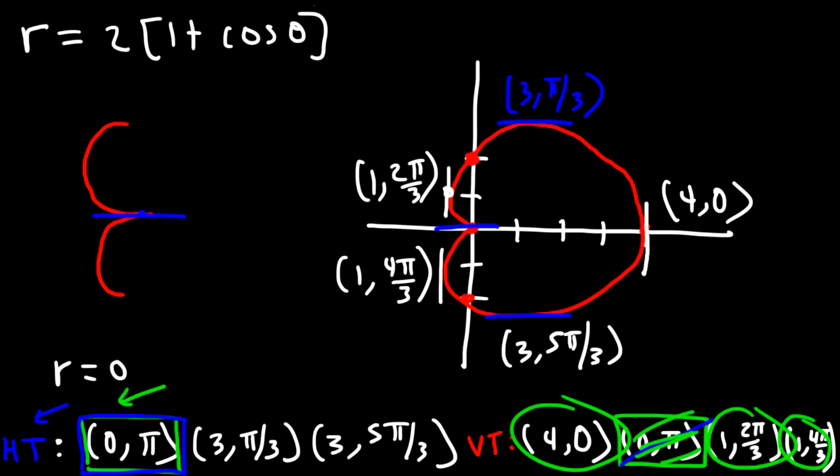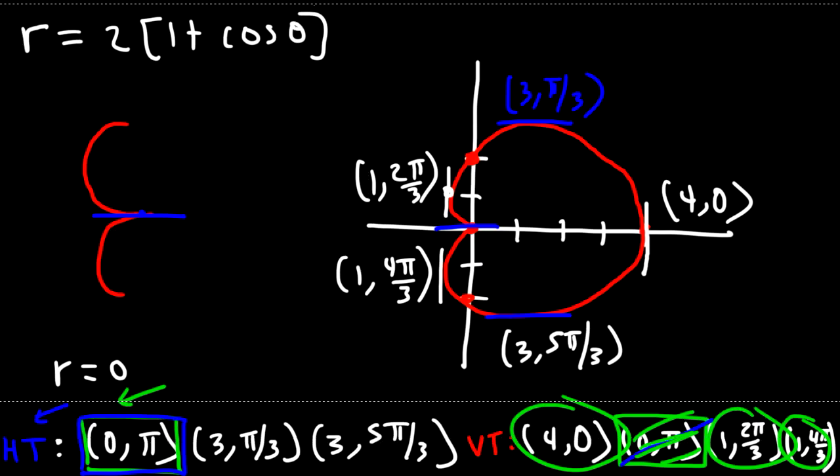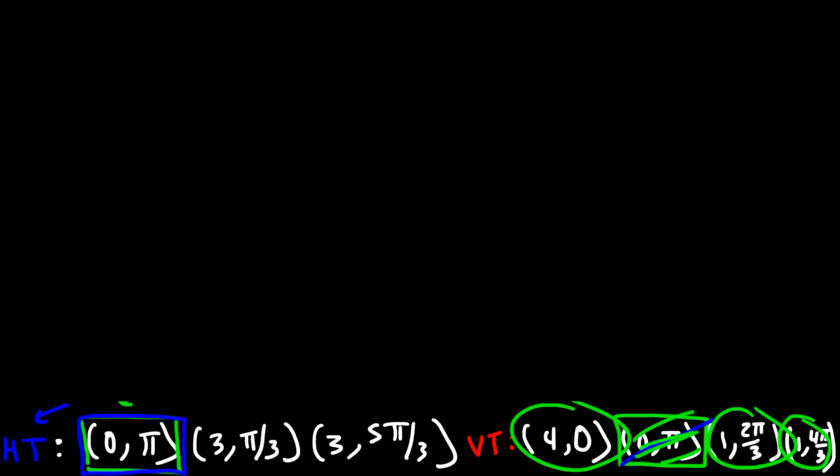And so that's it for this video. Now you know how to identify the location of any horizontal tangent lines or vertical tangent lines in a polar equation. Now, one thing I do want to mention before I end this video is if you need to find the points in terms of x and y coordinates.